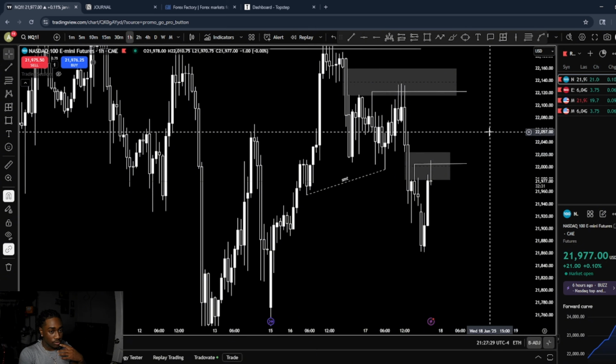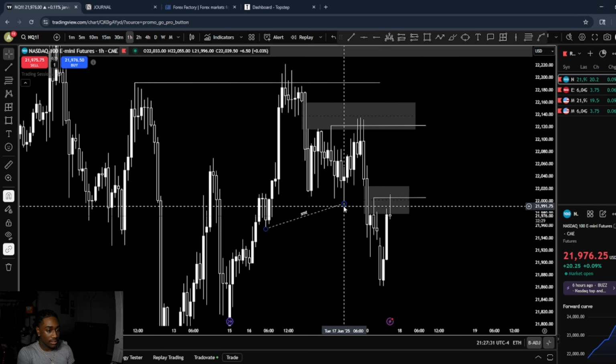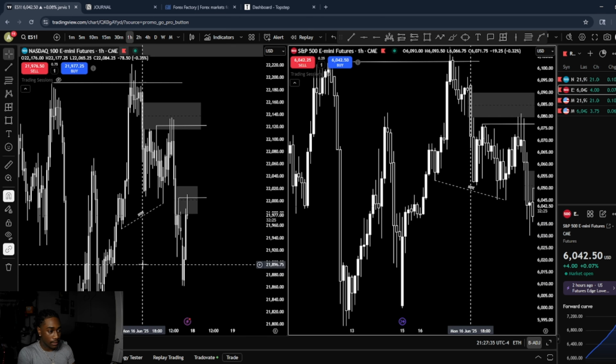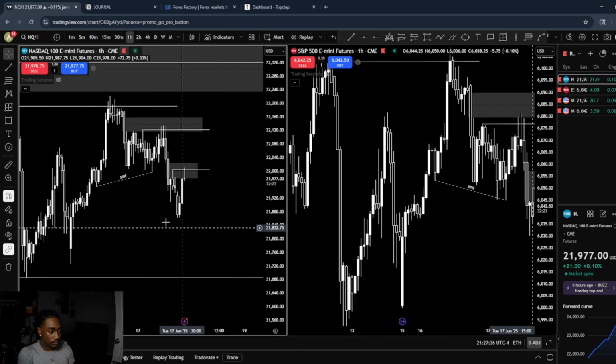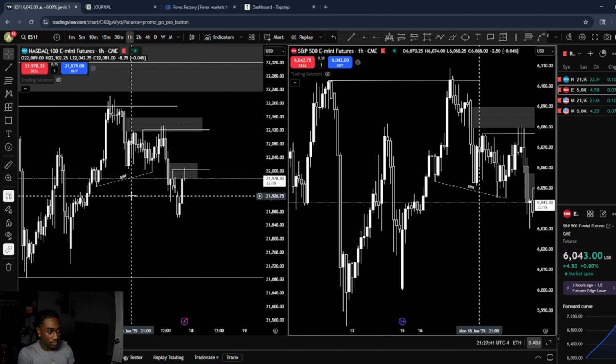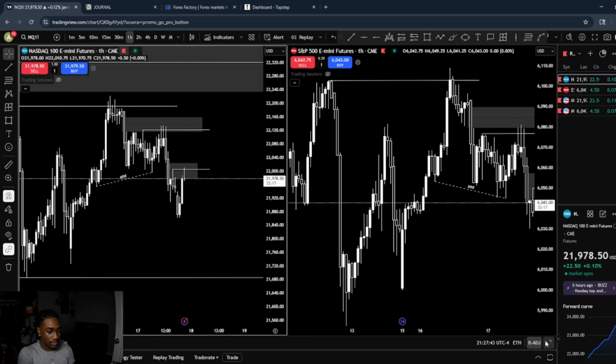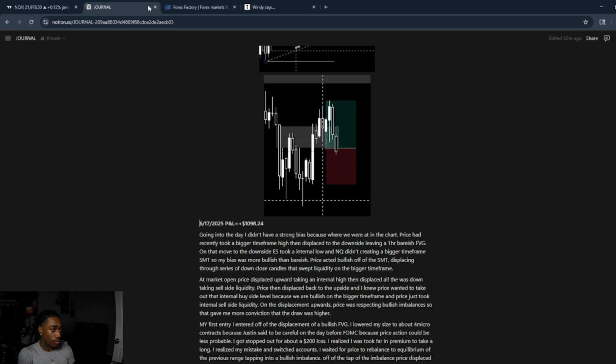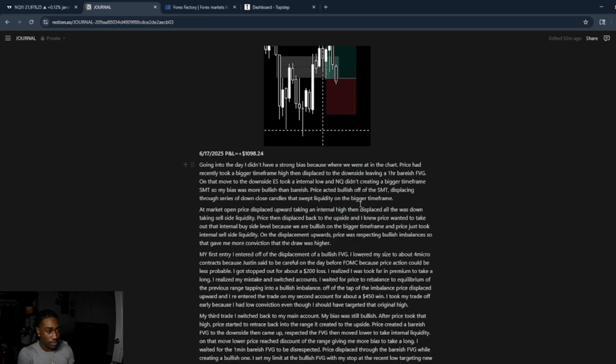So going into the morning, I noticed that we had this SMT here. As you can pull up ES, you can see ES took this low, but NQ didn't. So I was using that as a confluence that I'm leaning more bullish than bearish.